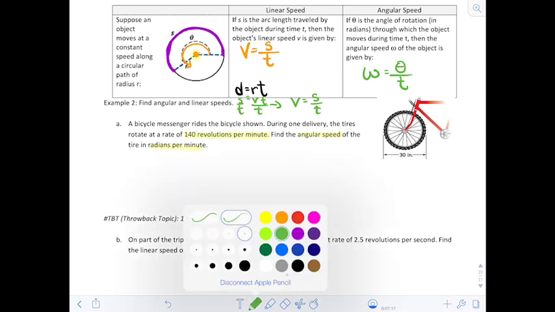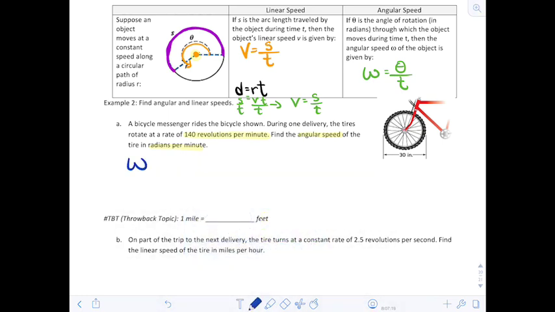So if we want angular speed, we know that angular speed is the change in theta over time. Well, the time that they give me is 140 revolutions per 1 minute. So we have 1 minute, that the change was recorded over the course of 1 minute.